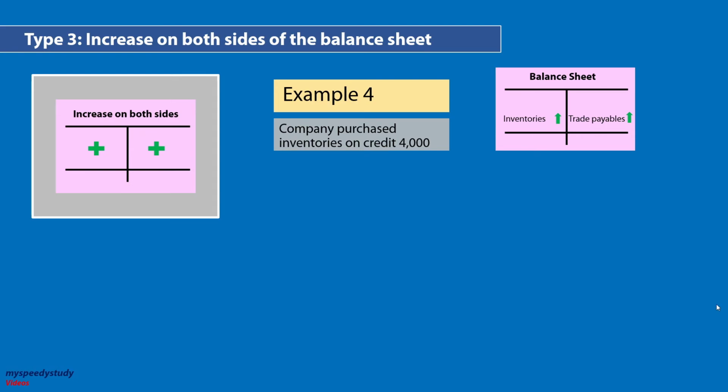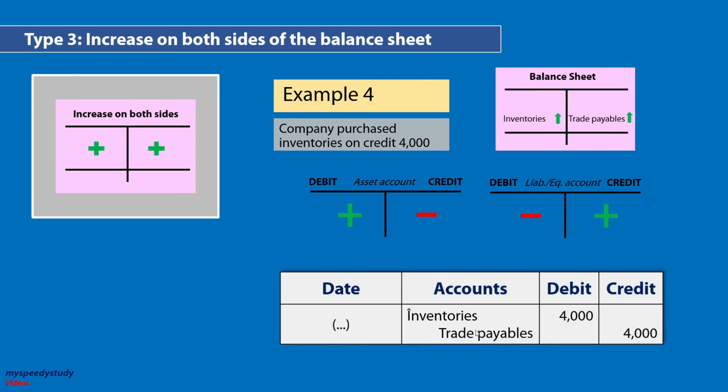The asset that increases is the inventories, so there we have a debit record. The asset account increases, so that must be debit. And the other account is a trade payable account. That's a liability, which also increases, but that must be a credit record. So our journal entry reads inventories, debit record 4,000, credit record, trade payables 4,000.